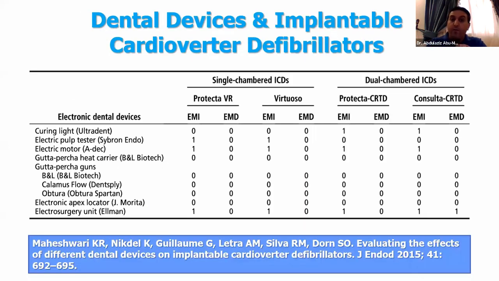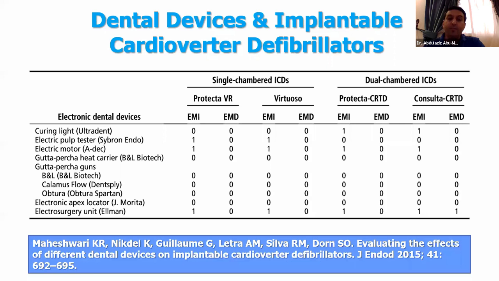Now, for a good study that had been done, and this is an in vitro study. They tested many of the equipment that we are using: curing light, electric pulp tester, electric motor, gutta-percha heater, electric apex locator, and electrosurgery unit. If you look at the design, this is only on the defibrillator and many brands.